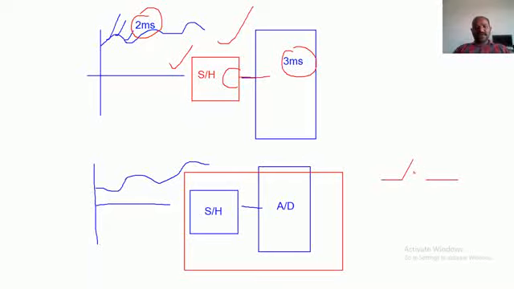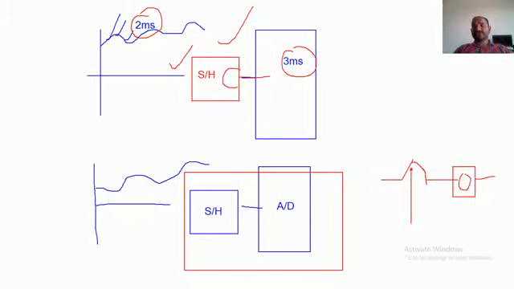The sample and hold circuit looks like an on off switch. Whenever it wants to sample, it closes the switch. Whenever it doesn't want to sample, it opens the switch. So it is a switch along with a storage element. I'm assuming this is a storage element. The sampled information will be stored inside this element, and from here the analog to digital converter will read the information.